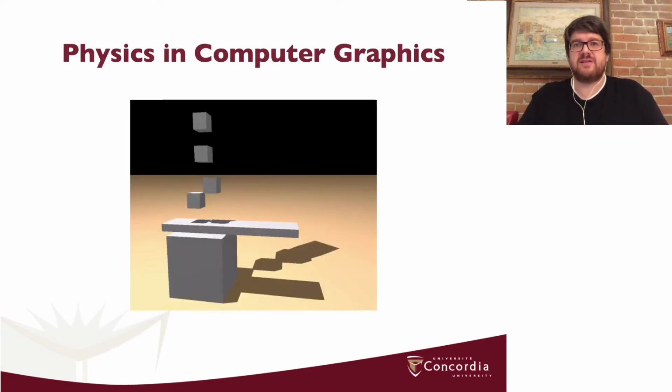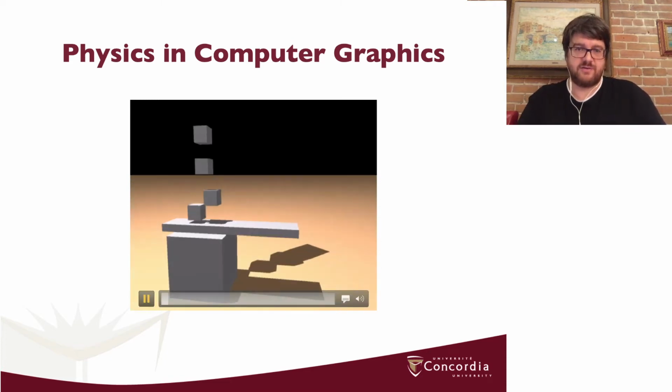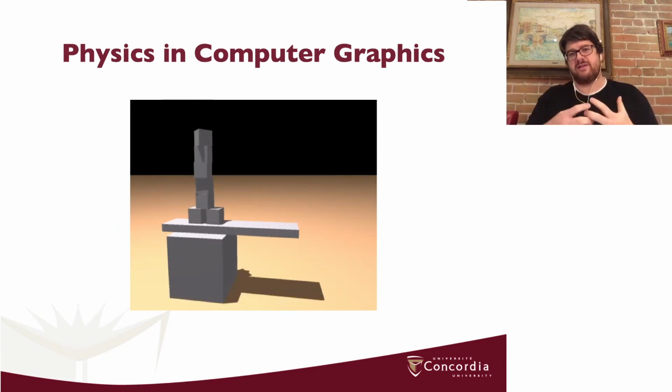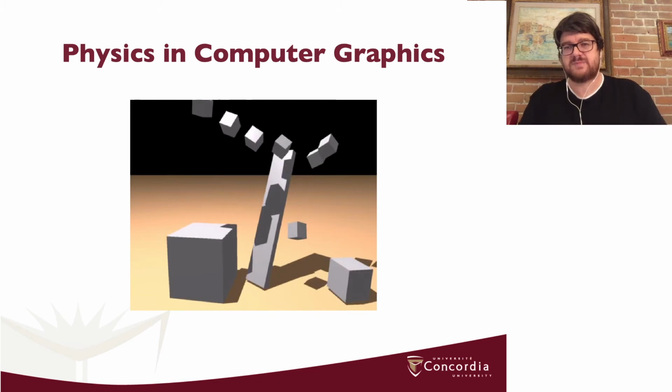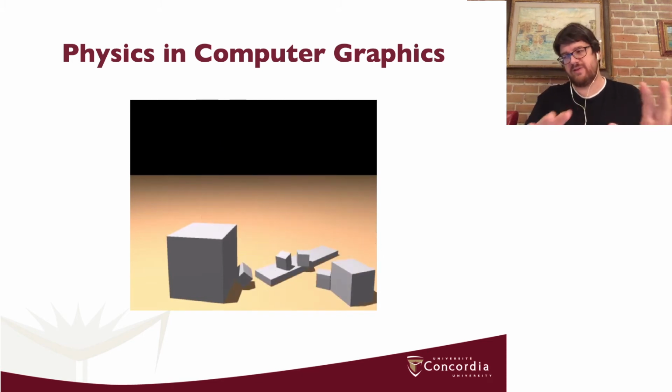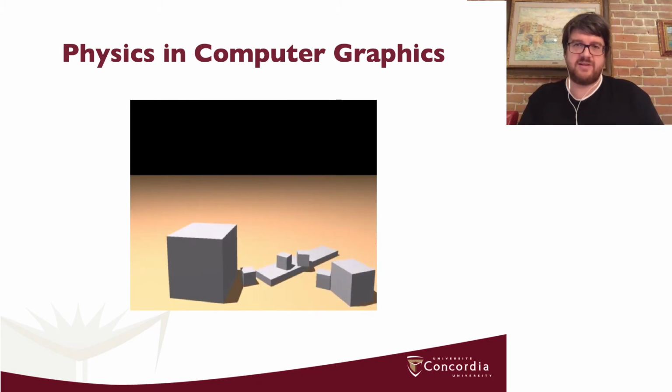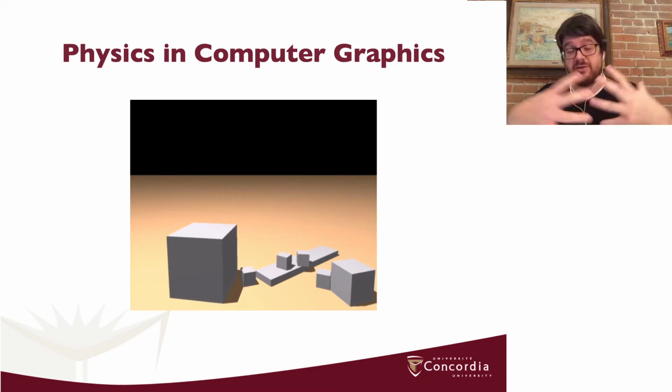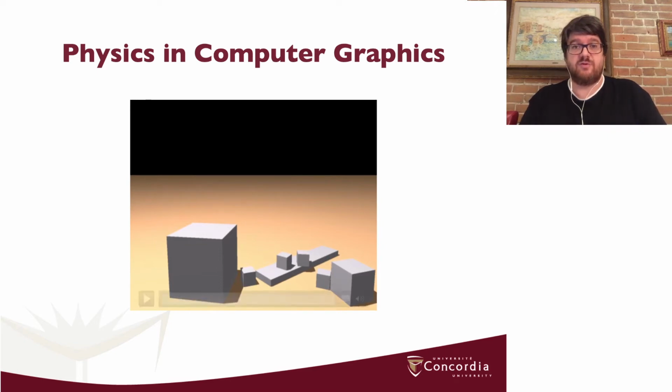Physics simulation is particularly useful also when a lot of objects are interacting with each other, and so keyframes are impractical. If you see here, you have a lot of objects falling, and they interact in a physical way. Doing all this with keyframes would be very tedious to get right. And with physics simulation, once you have the tools in place, it's actually pretty straightforward.